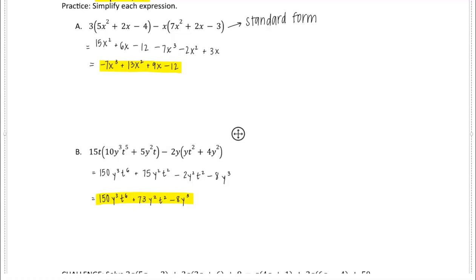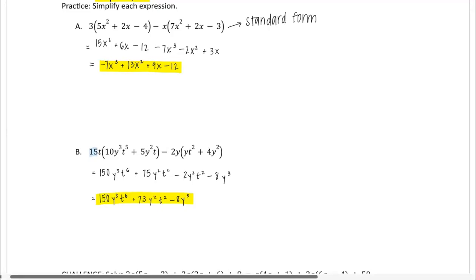Now go ahead and check your answer for B. This one did have 2 variables in it, so it was a little trickier. But remember, when you're multiplying them, like for example, if you're multiplying 15t by 10y cubed t to the 5th, you're going to just look at what's alike. So you're going to multiply the 15 by the 10, that's where you get the 150. The t times the t to the 5th, that's where you get t to the 6th. And then you have the y cubed, just comes down because the first monomial, 15t, doesn't have a y in it, so it's just going to stay as y cubed. You'll do the same thing throughout the rest of them.